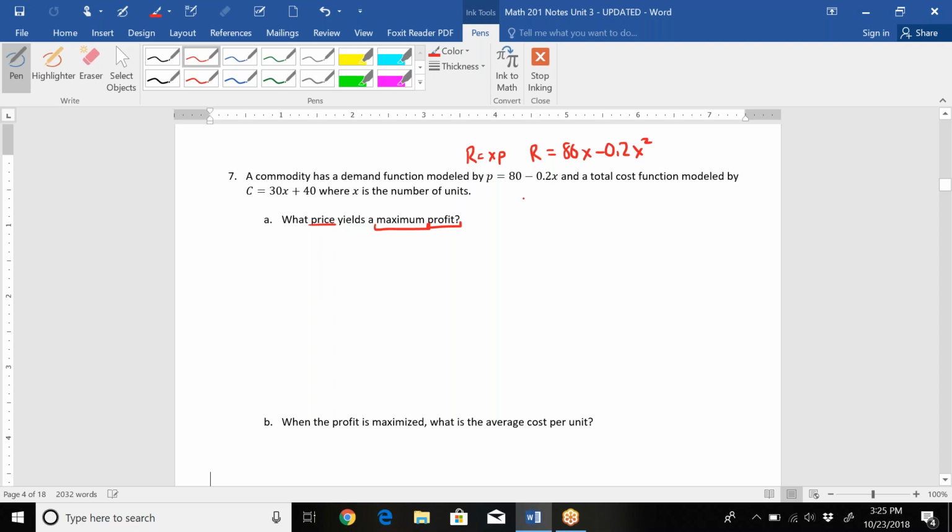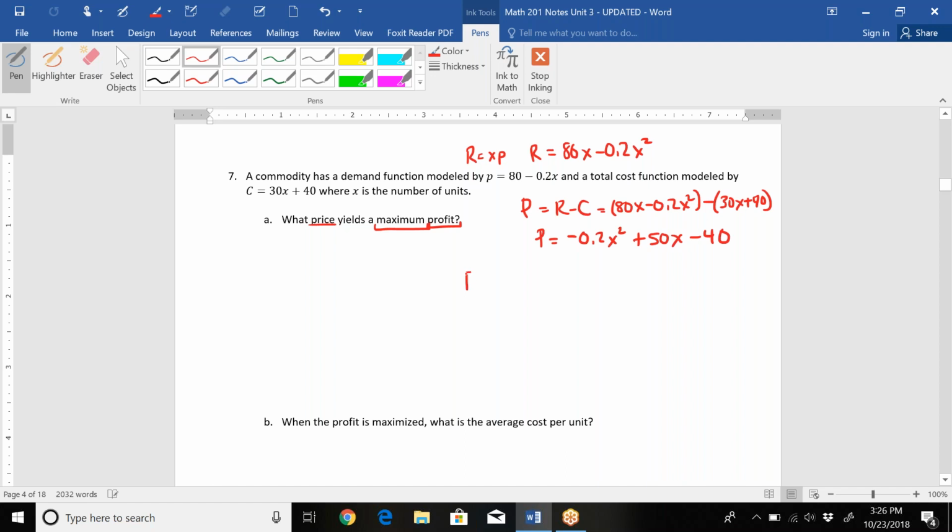We need that because to get profit, you need R minus C. So that would be 80x minus 0.2x squared minus (30x plus 40) in parentheses. So my profit function is 80x minus 30x. Well, let's get the leading coefficient first. So negative 0.2x squared plus 50x minus 40, because you're distributing that negative.